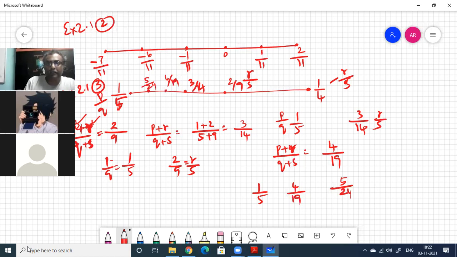Okay, on this side, somebody tell me. 2 by 9 and 1 by 4. Sandhya, you tell me. Last number, let us find it on this side. 2 by 9 and 1 by 4. How much? 3/13. So this is coming to 3/13.